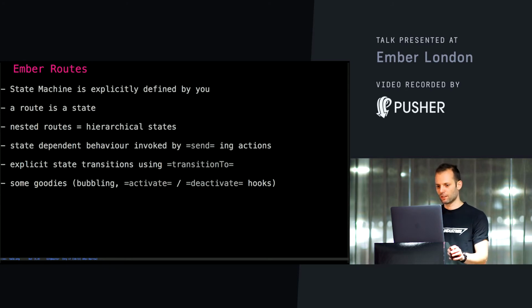State-dependent behavior is invoked by using this.send, sending an action on a route. And you can transition between states explicitly by using the transitionTo function. And Ember routing has a couple nice goodies, including bubbling of actions and the activate and deactivate hook. So, which basically lets you do some cleanup work or some setup work independent of how you enter or leave a route.